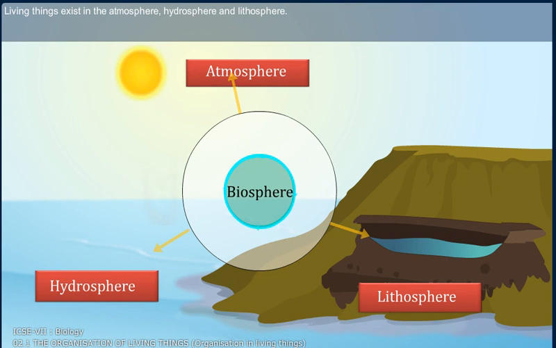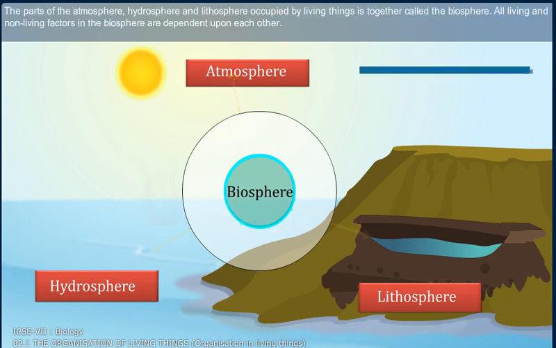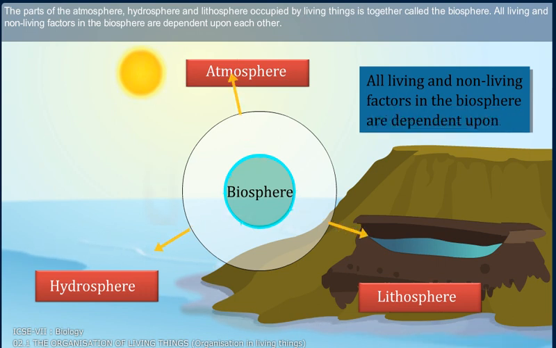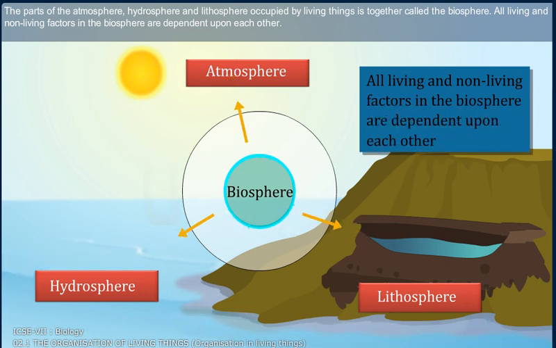Living things exist in the atmosphere, hydrosphere and lithosphere. The parts of the atmosphere, hydrosphere and lithosphere occupied by living things is together called the biosphere. All living and non-living factors in the biosphere are dependent upon each other.